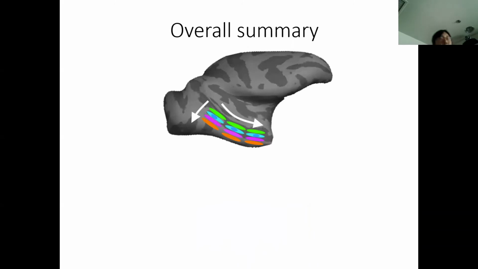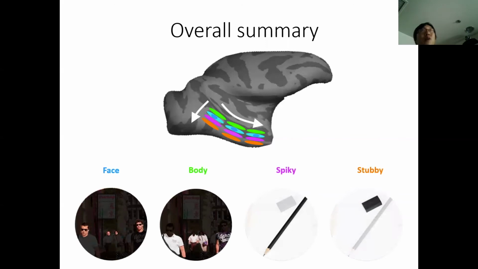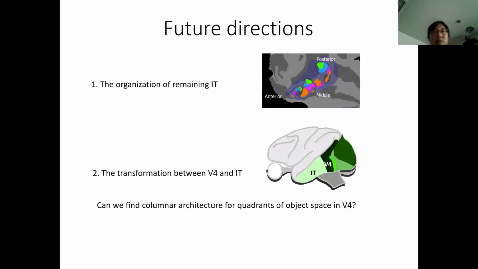So putting these two parts of my talk together, all of IT is organized into a parallel specialized network. This allows IT to decompose things into parallel channels to facilitate recognition in clusters. Some of these channels pick out a specific category, but others pick out a specific quadrant of the object space that is not confined to any one category.